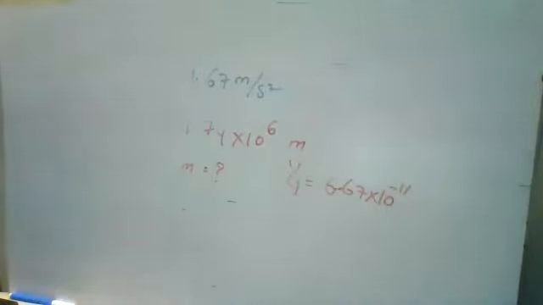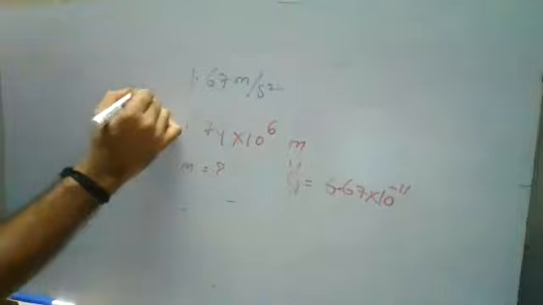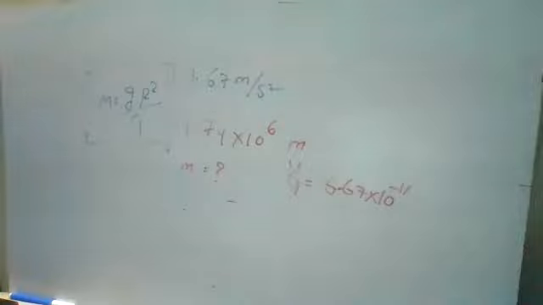I'll repeat the question. The acceleration due to gravity at the moon's surface is 1.67 meter per second square. If the radius of the moon is 1.74 into 10 power 6 meters, calculate the mass of the moon, using capital G as 6.67 into 10 power minus 11. We need to find the mass, so give me the value. For the mass relation, m is equal to small g r square by capital G.